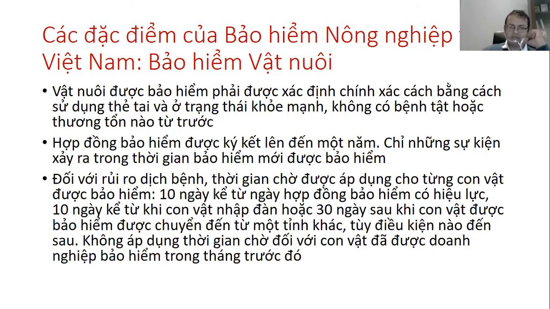So the waiting period is basically a duration during which claims will not be applicable. It's a duration after the policy has started, from when the policy starts, during which claims will not be applicable. So typically for livestock insurance, the waiting period is 10 days from the date of the policy becoming effective, or in the case that, for example, the animal is joining the herd, maybe it's transferred from another province, the waiting period is 30 days. So it's 10 days since the animal joins the herd, or 30 days after the insured animal is transferred from a different province, whichever comes later.